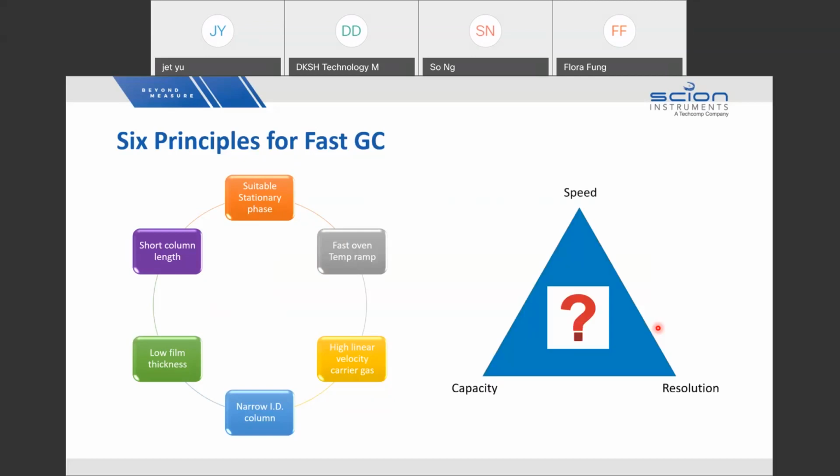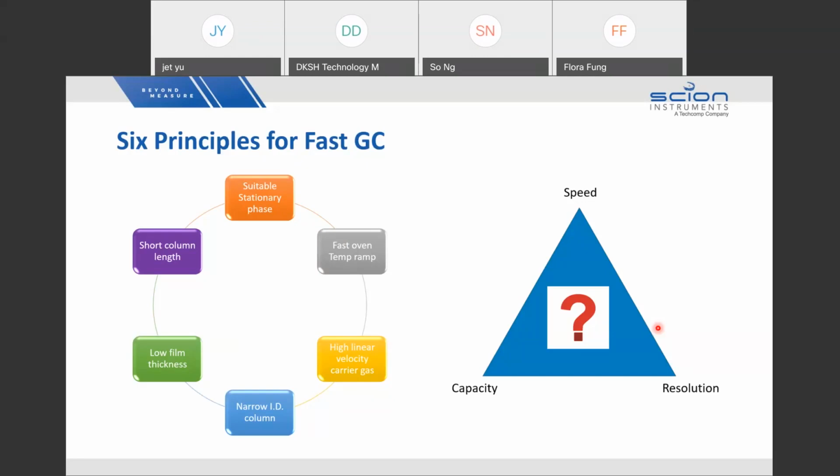You have to manipulate all these 6 factors in order to achieve fast GC analysis, because you are going to manage between speed, resolution, and capacity. You cannot simply pursue speed, or you lose resolution. You can also simply pursue resolution, but then the time is longer. Also capacity, which is about the sample loading. If you choose a narrow ID column, you can only load less sample into the column, which is more about sensitivity issues. So you have to balance these 3 factors by manipulating these 6 principles.